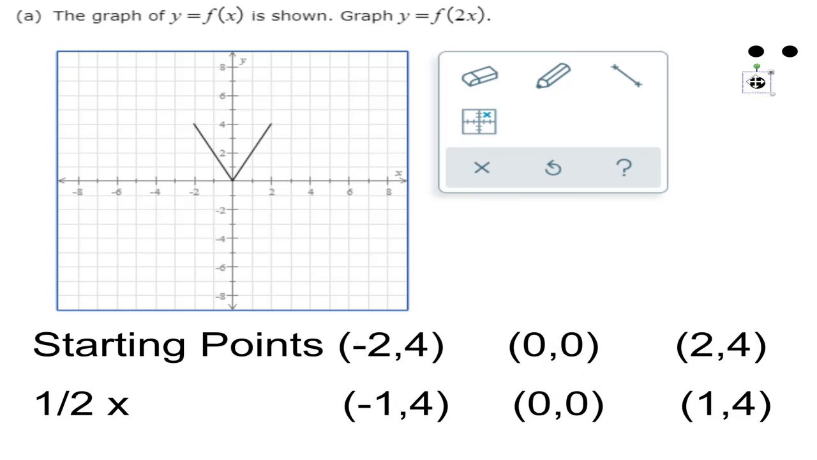So now I'm going to graph these 3 points. I've got negative 1, negative 4, which is right there, 0, 0, and then 1, 4. And again, connect my dots with lines. And I have my answer.